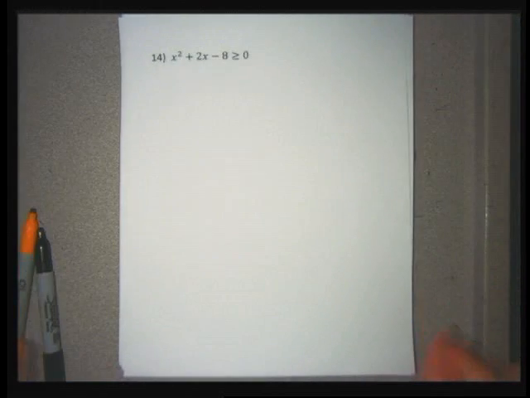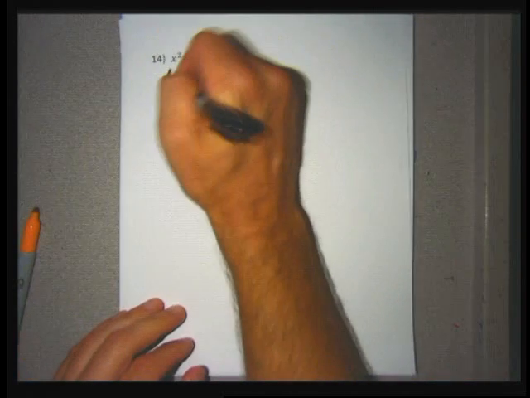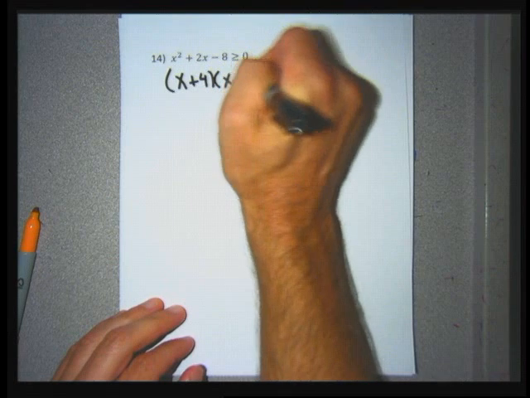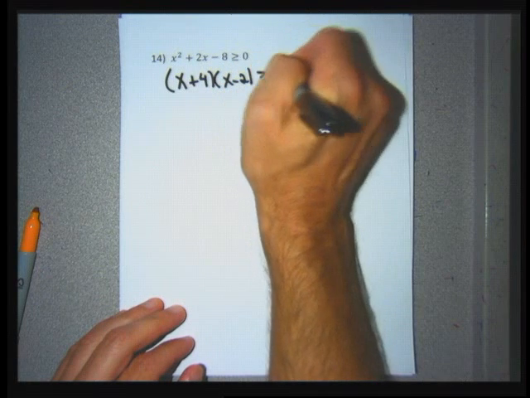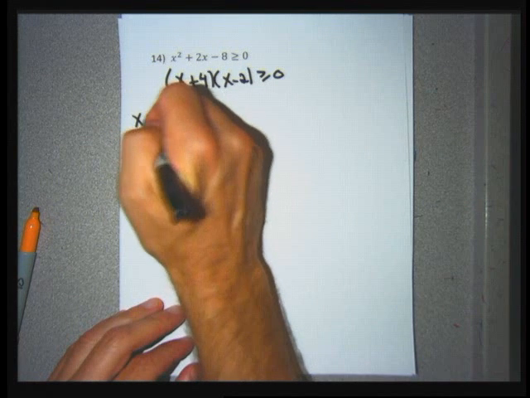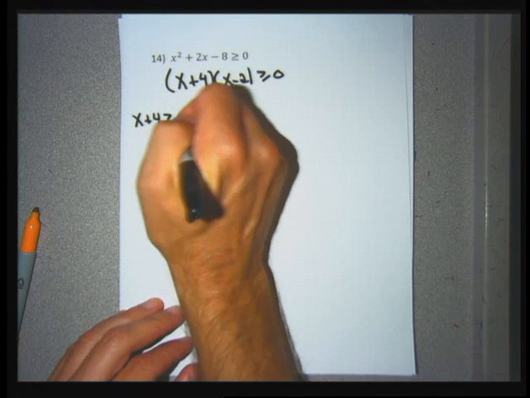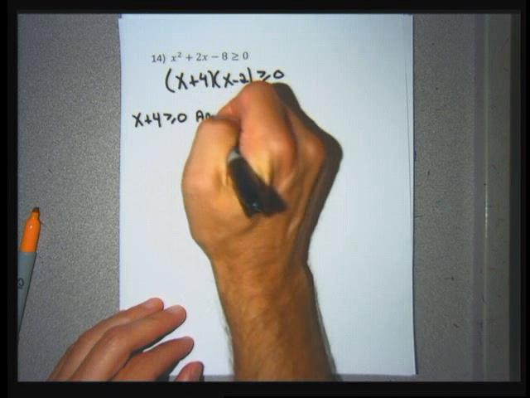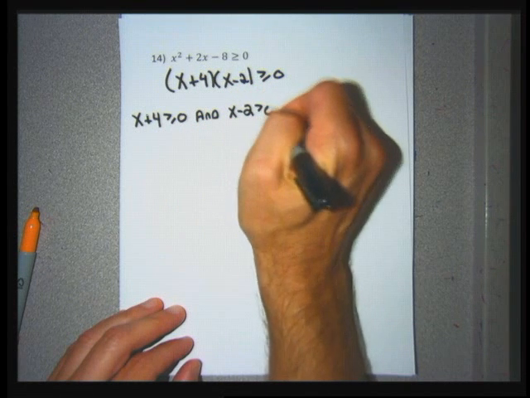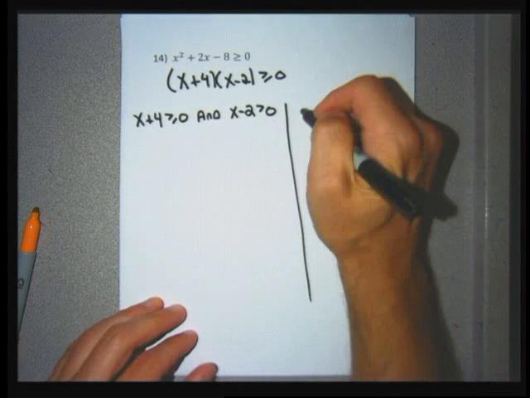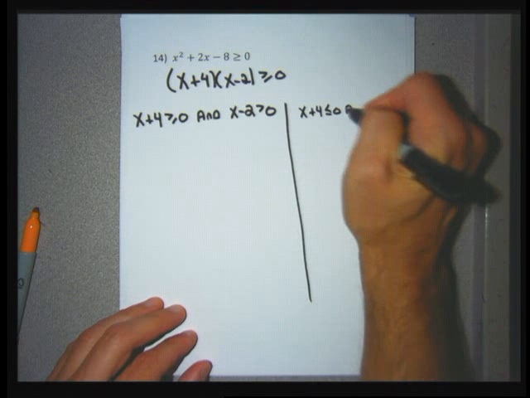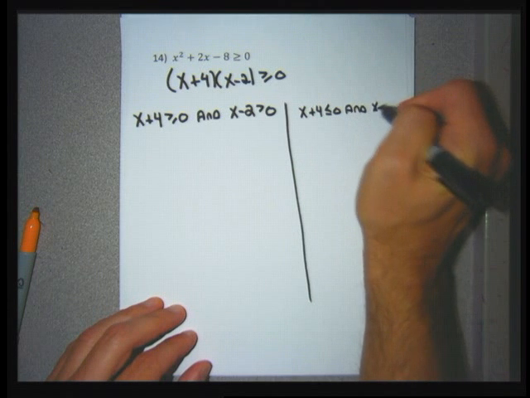14 is a greater than or equal to. Factor this, I get x plus 4 times x minus 2 is greater than or equal to 0. My two scenarios have to have the same signs because I'm going for a greater than. The or equal to part doesn't impact the signs having to either be both positive or both negative. Because I want the product to be positive, they're either both positive or they're both negative.